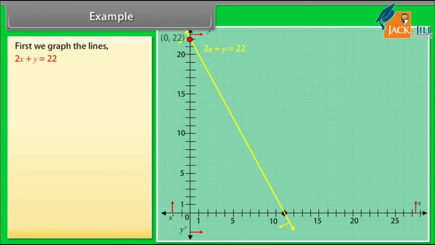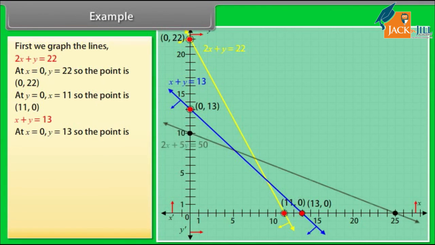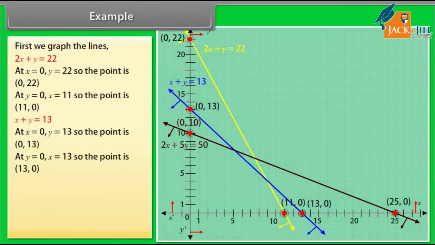2x plus y is equal to 22. At x is equal to 0, y is equal to 22. So, the point is 0, 22. At y is equal to 0, x is equal to 11. So, that point is 11, 0. X plus y is equal to 13. At x is equal to 0, y is equal to 13. So, the point is 0, 13. At y is equal to 0, x is equal to 13. So, the point is 13, 0.